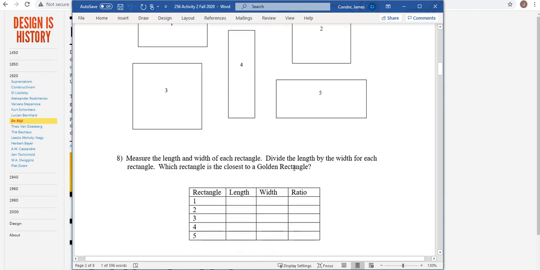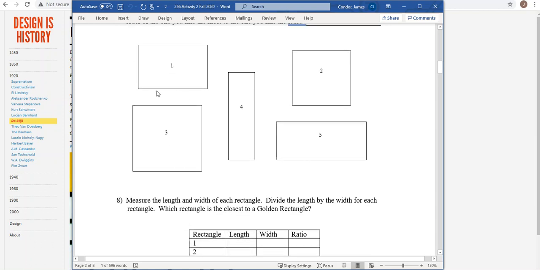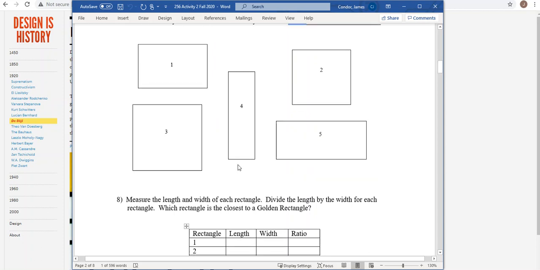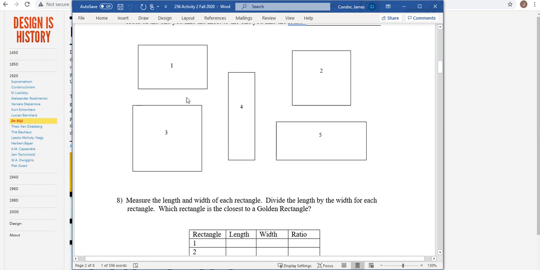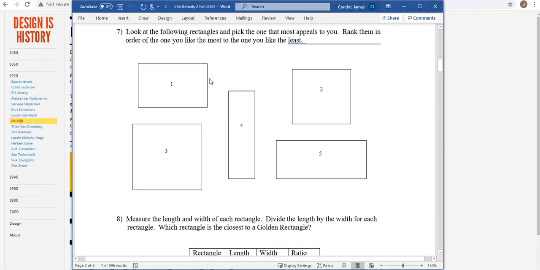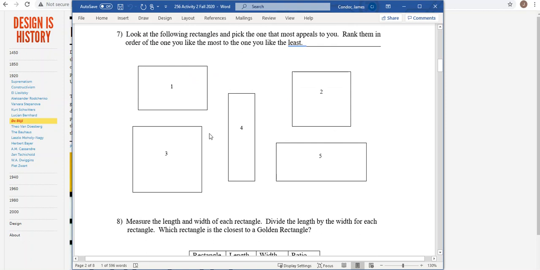And if you measure the length and width here, you're asked to measure how long it is, put the length in for rectangle 1, and then measure the width. If you have a ruler, you could measure in millimeters, or you can use a grid system. Then you take the length divided by the width, and you'll get a number. So for number one, when you divide the length by the width, you're going to get basically 1.618. If you measure accurately, this is the golden rectangle right here. These other ones deviate from that value, okay?